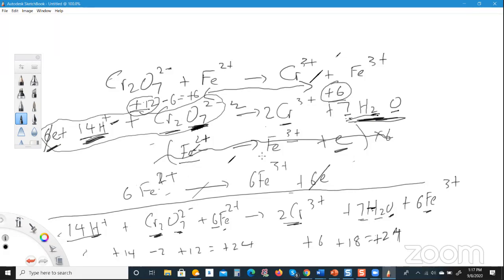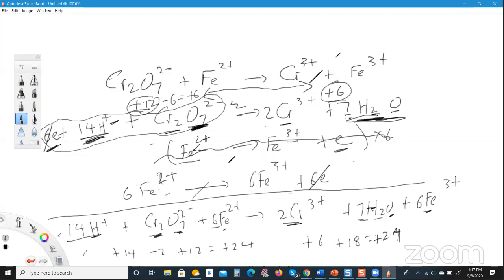That's why, if you remember when I was talking about the rules, I said the first step is to separate the equation into 2 half equations. The next step is you balance all other atoms excepting hydrogen and oxygen, and those atoms would have to be in existence in the equation in order for you to do that. And then you worry about balancing the oxygens, and then you worry about balancing hydrogen.